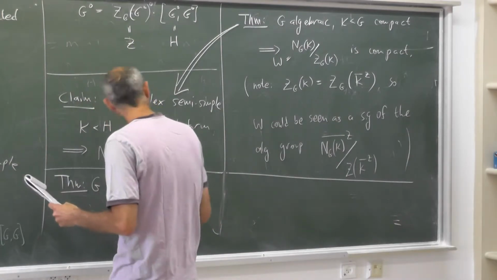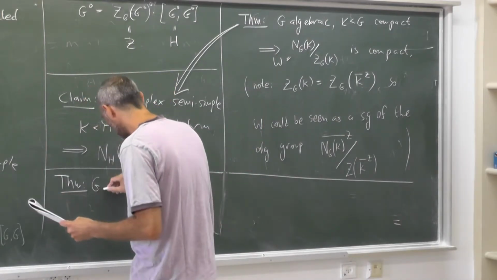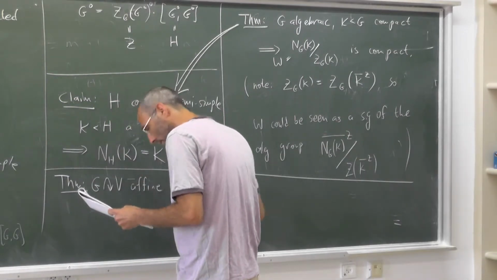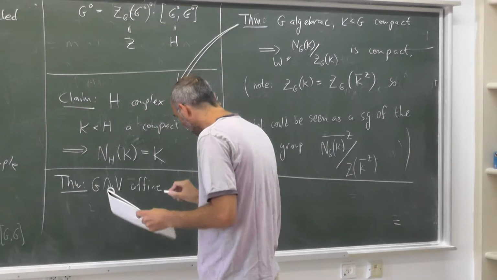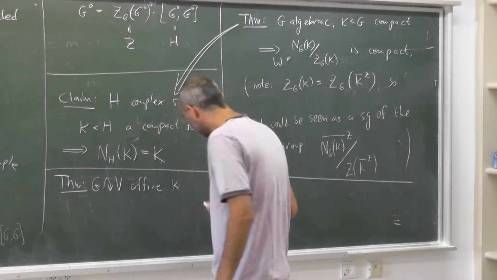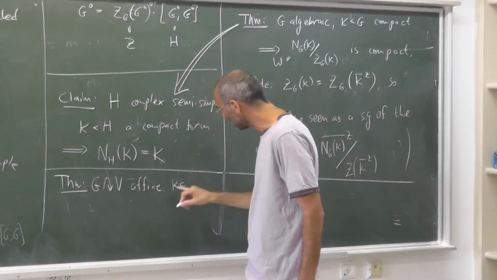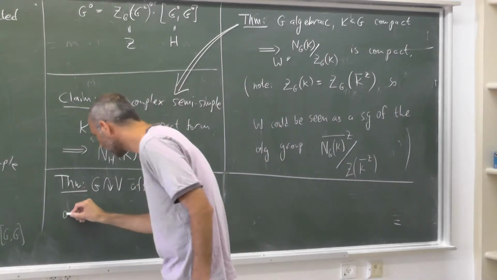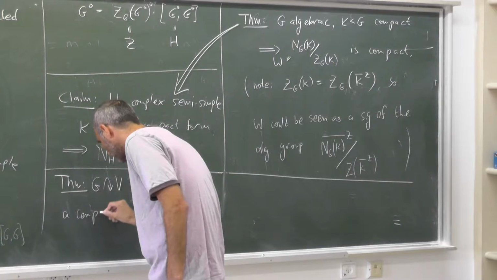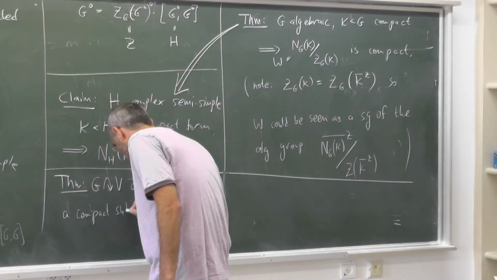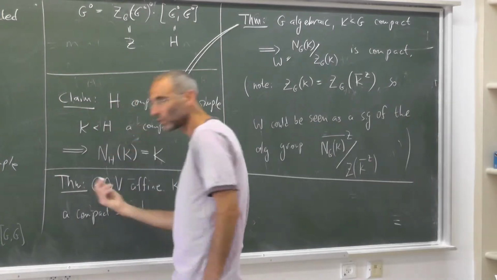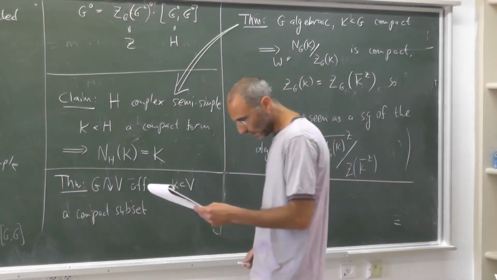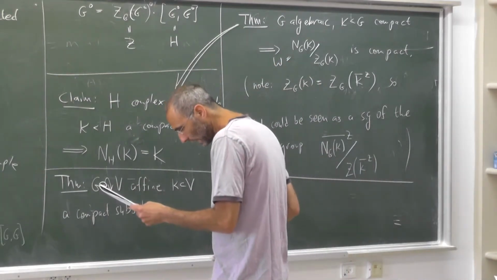Now, G as above acts on an affine variety. And now, take K, I'm using the same symbol, but now K is in V. This is a compact subset. So in the generality I'm considering now, I'm not assuming that K is even a group.